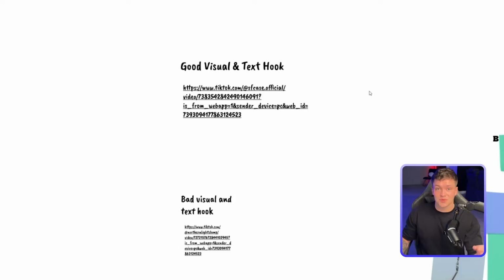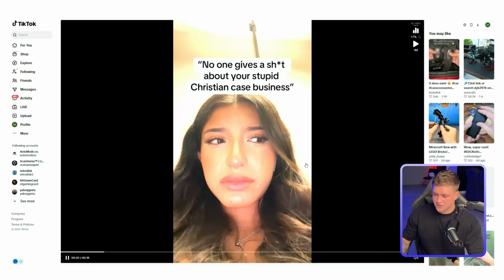Okay, so now let's get into a good example of a visual and text hook. Now, as you can see, obviously, the girl is sitting here crying. We don't have to get into the rest of the video because this is just going to be based on hooks. But the text hook is, no one gives a shit about your stupid Christian case business, with a girl crying. This is perfect. Think of the emotion that this invokes. This is immediately going to make me stop.